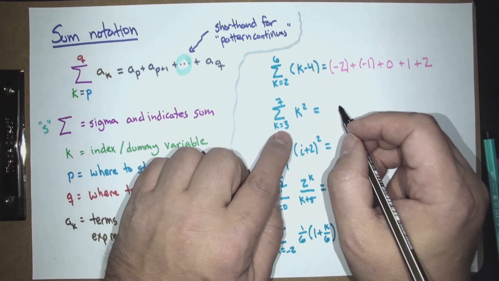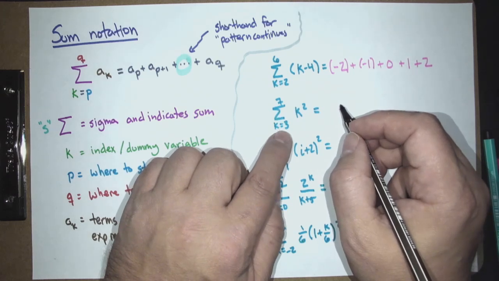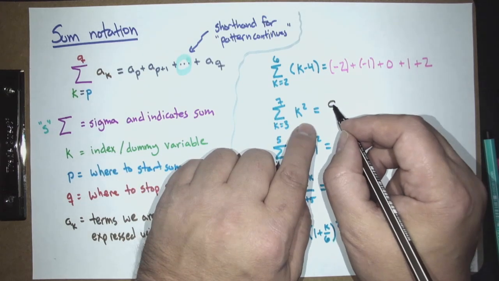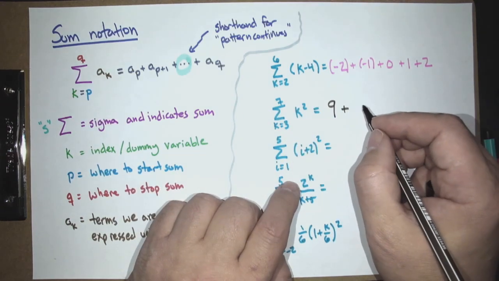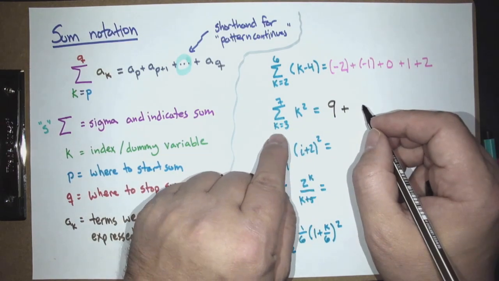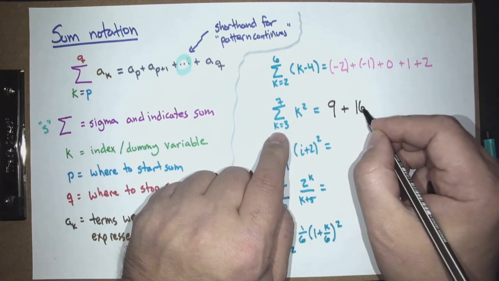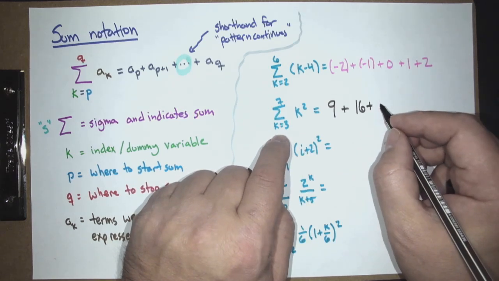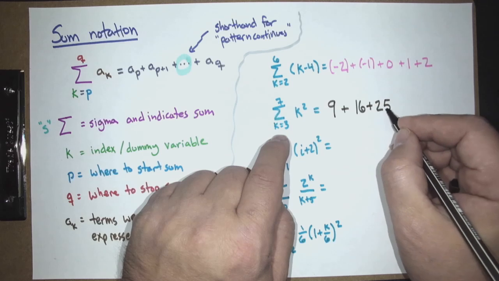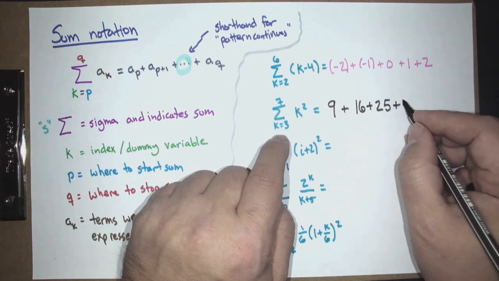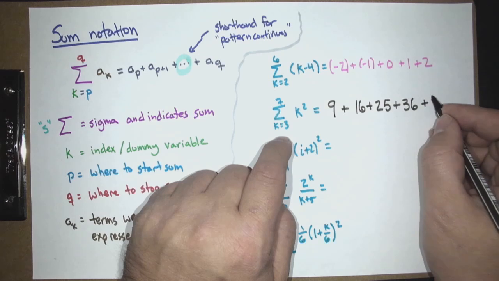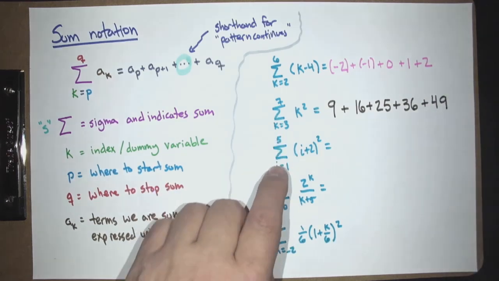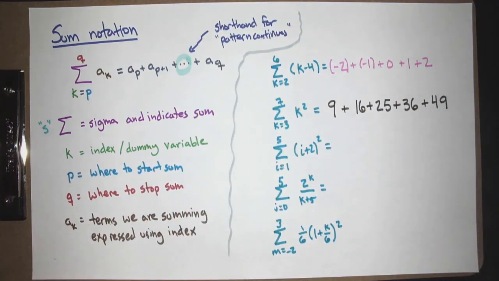So what's the first term? Well, the first term would correspond to when K equals 3, and at K equals 3 we get 9. What's the next term going to be? Would be 16. That corresponds to K equals 4. And then? 25. That's the K equals 5. And then? 36. 6 squared. K equals 6. And then? 49. And then? Stop, right? The sum stops.